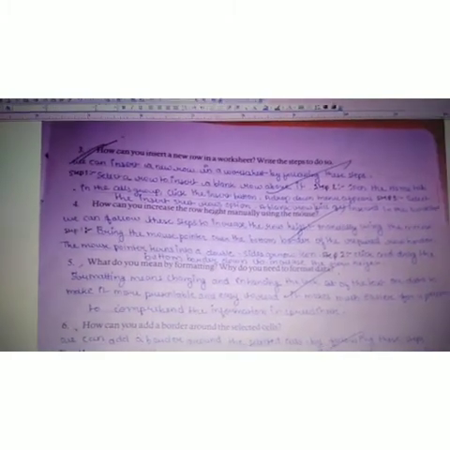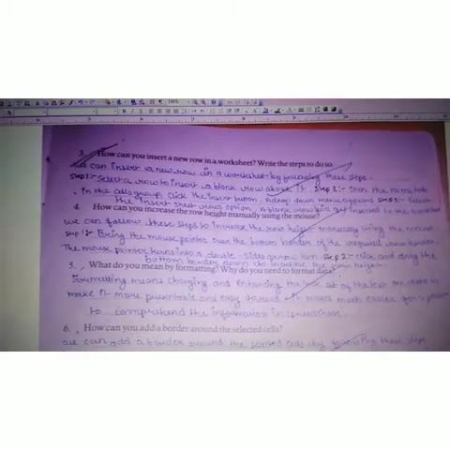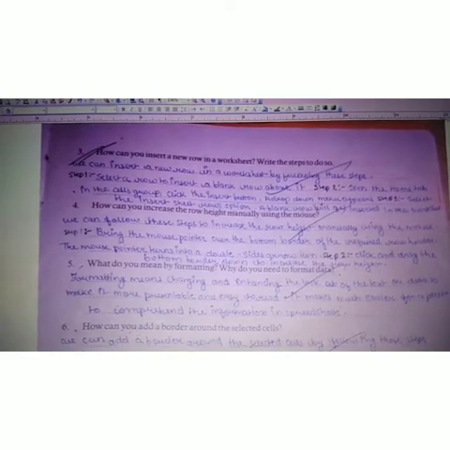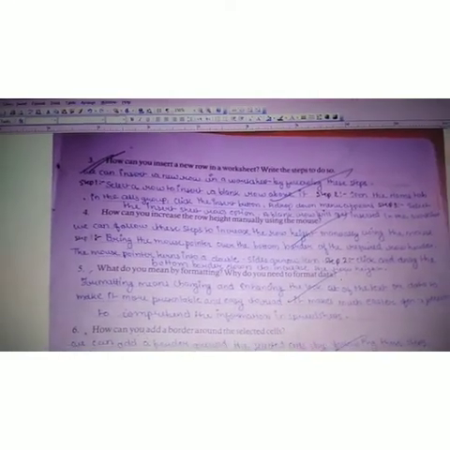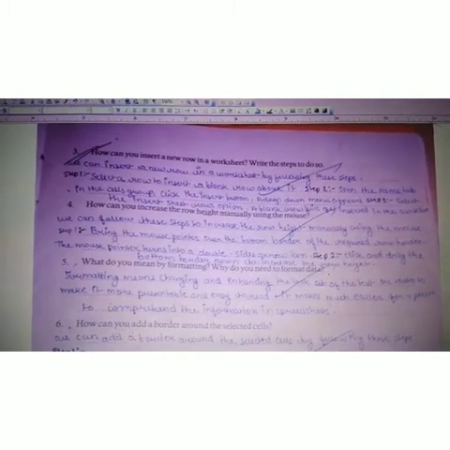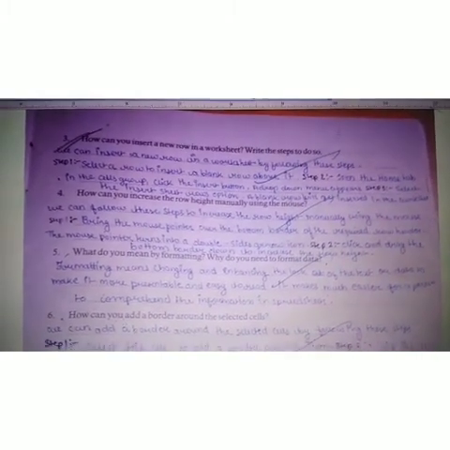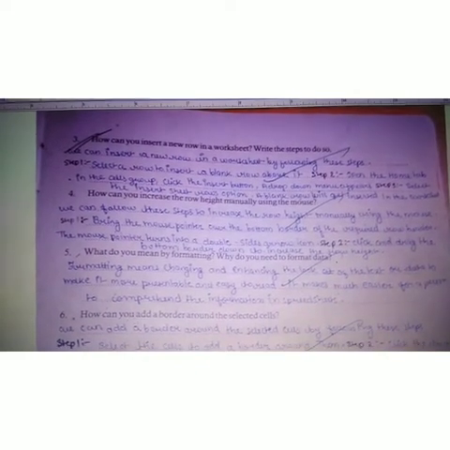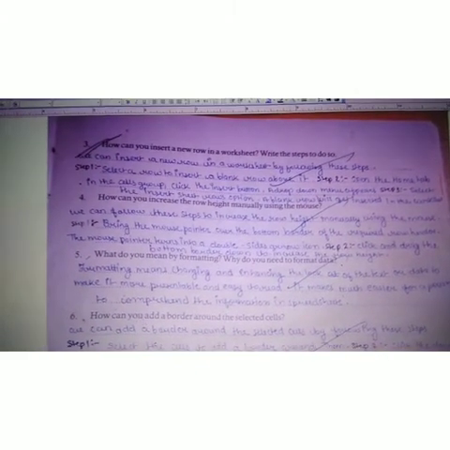Okay. Now next is, what do you mean by formatting? Why do you need to format data? So formatting means changing and enhancing the look of the text or data to make it more presentable and easy to read. So it makes it much easier for a person to comprehend the information in spreadsheets.